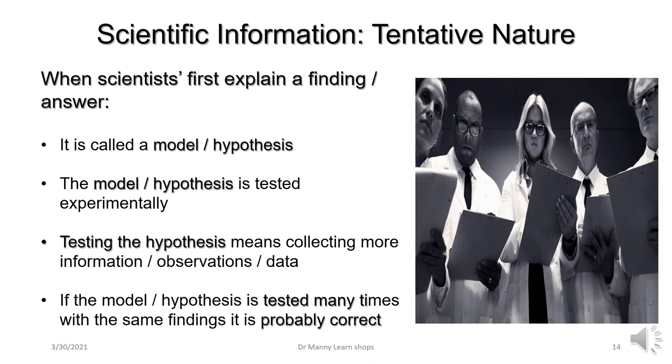So when we look at a tentative nature of scientific information, this is when scientists first explain a finding or an answer. And at this stage, it's called a model or a hypothesis. The model or hypothesis is tested, and it's tested experimentally. And testing the hypothesis means collecting more data, information, observations. And if the model or hypothesis is tested many, many times with the same findings, it's probably going to be considered correct.